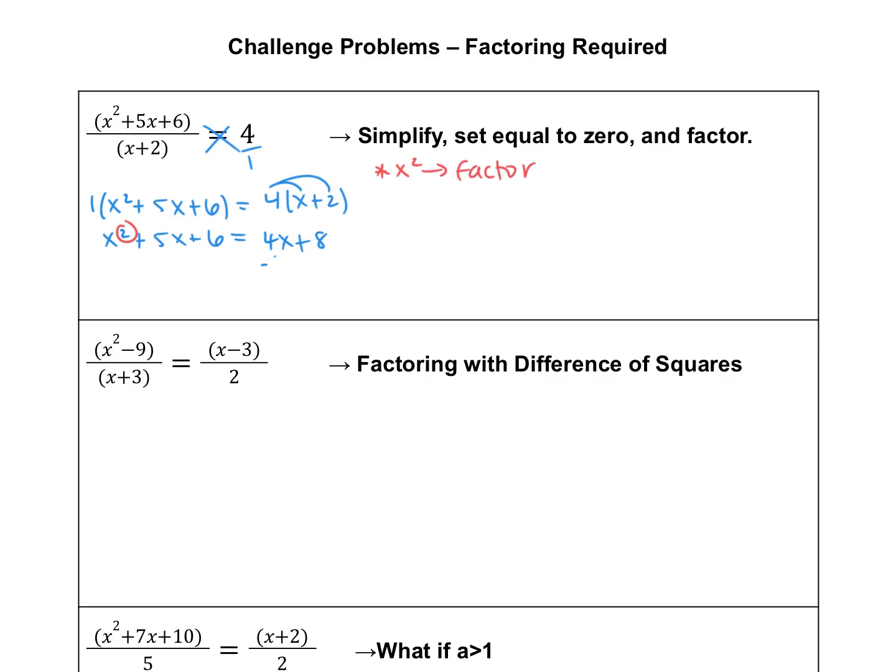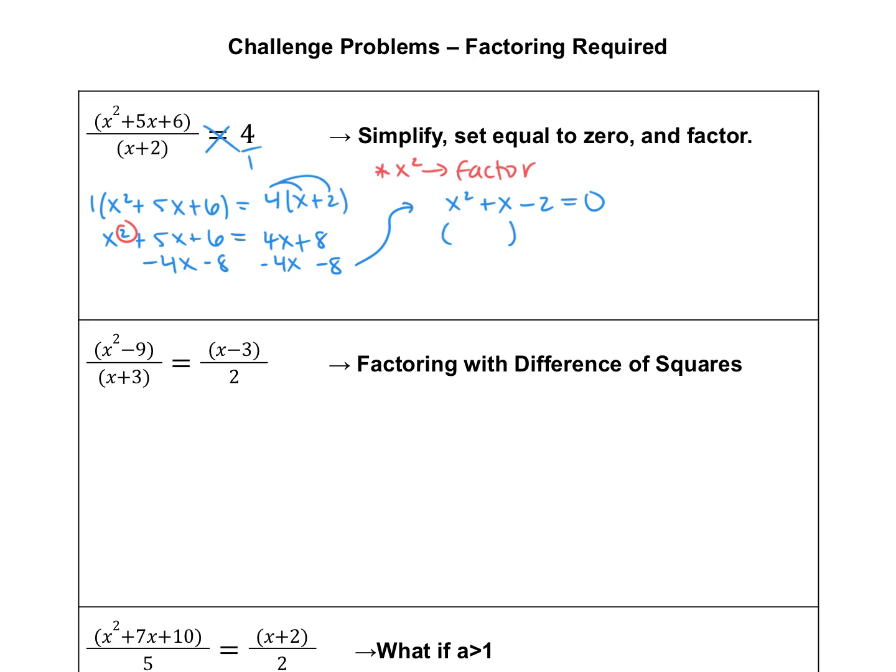So I'm going to move everything to the same side. So I'm going to move my 4x over. I'm going to move my 8 over. So we get x squared, add x, subtract 2 equals 0. So the way I got that, 5x subtract 4x gives me x. 6 subtract 8 gives me negative 2.